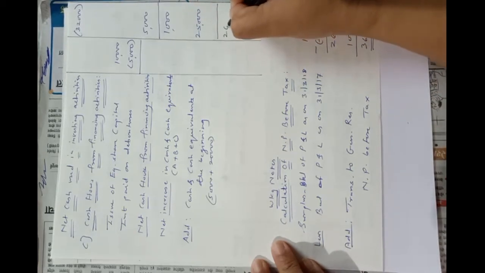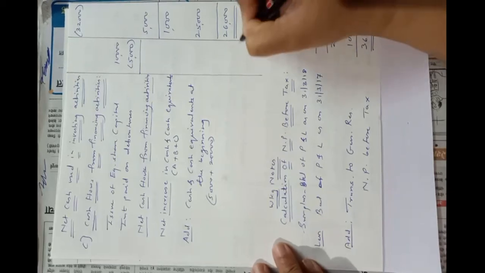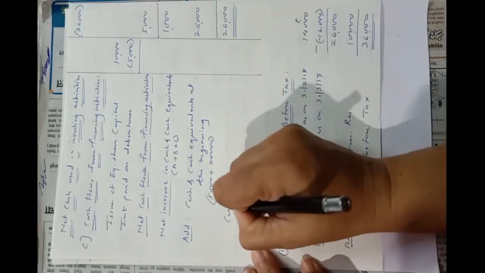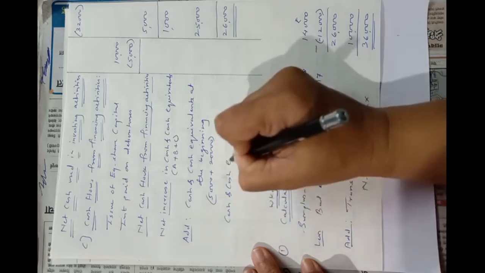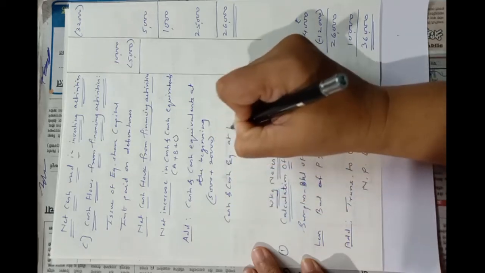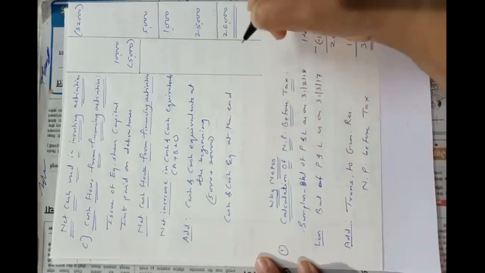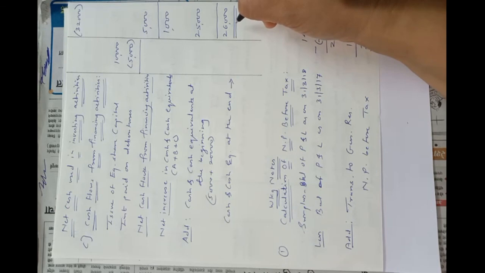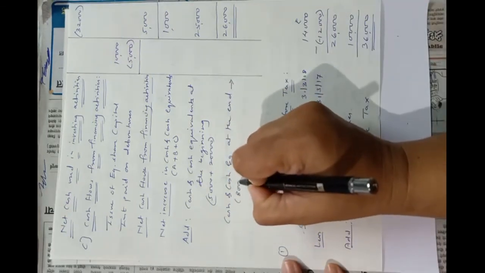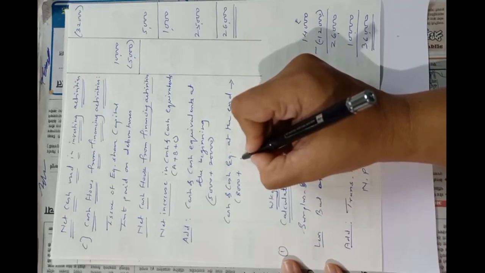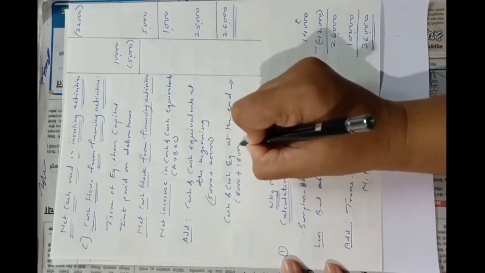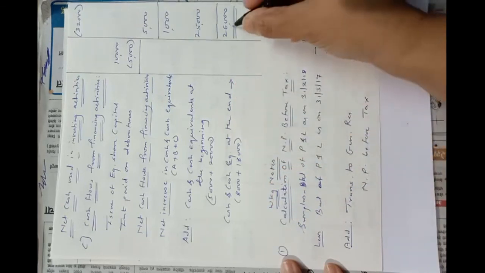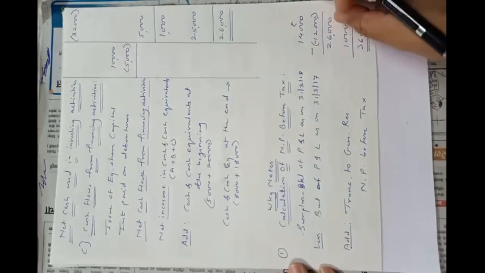The answer is 26,000, which will be cash and cash equivalents at the end. Okay, cash and cash equivalents at the end. Now see the balance as on 31st March 2018. Cash balance given is 8,000 plus current investment, see the balance, it is 18,000. So 8,000 plus 18,000 means 26,000. So our cash flow statement is correct.